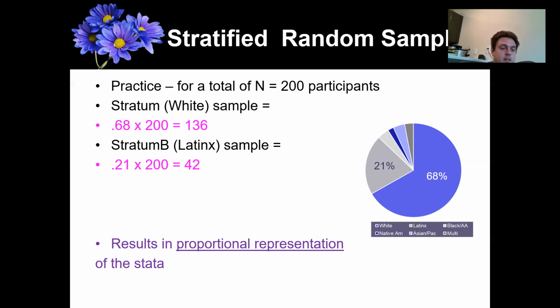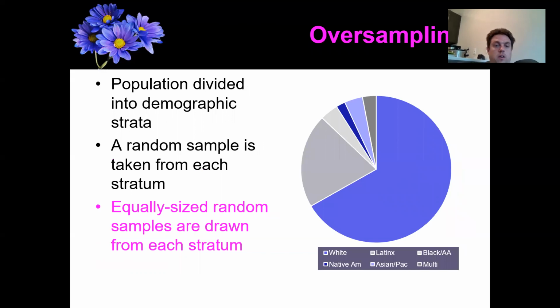And this is really a good method. I guess you could say a preferable method in a way, because it results in proportional representation of the strata. Okay.